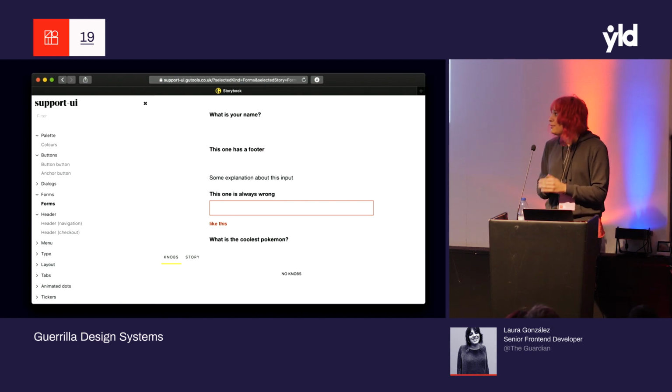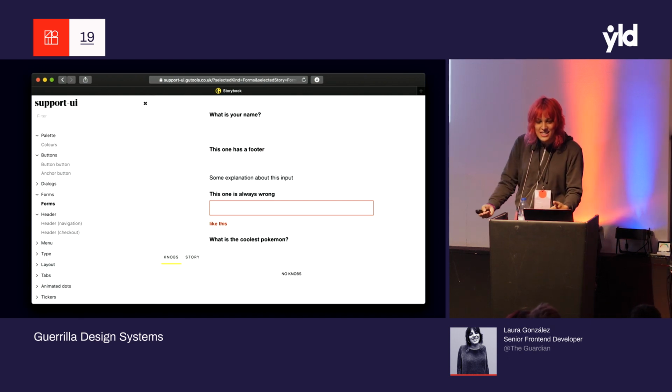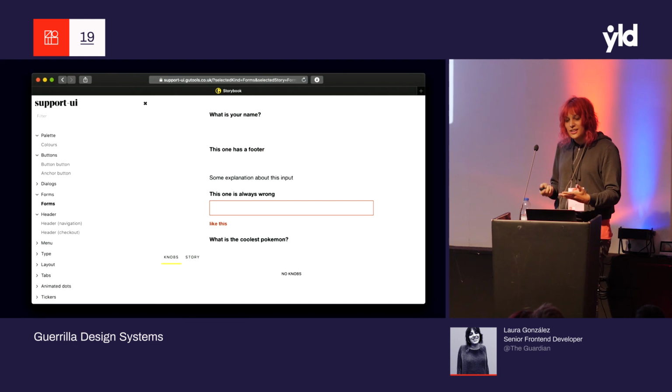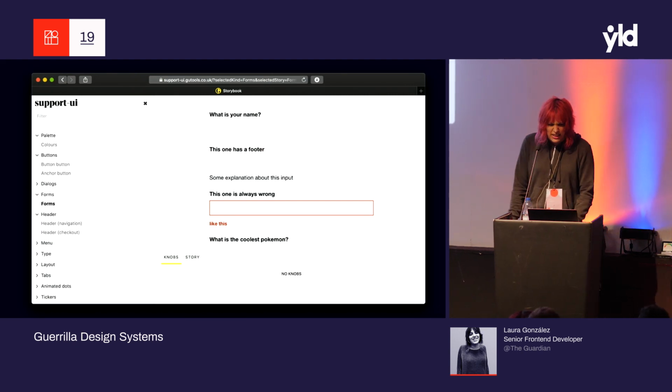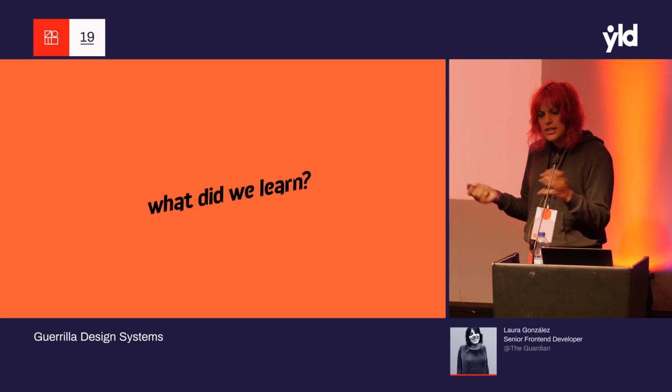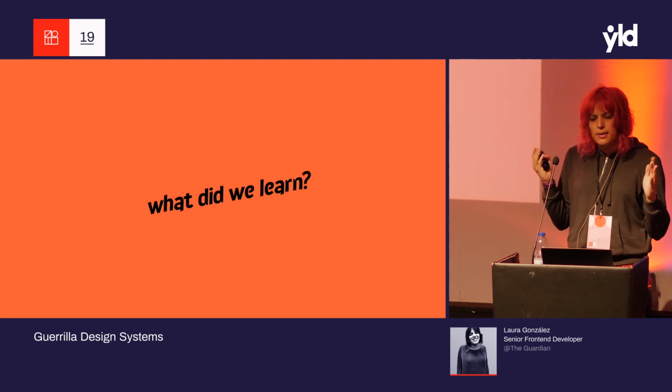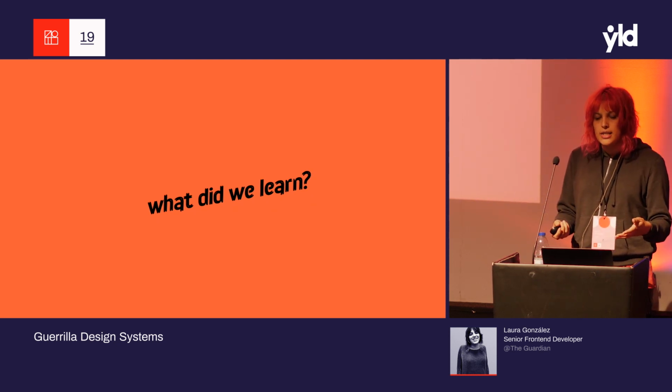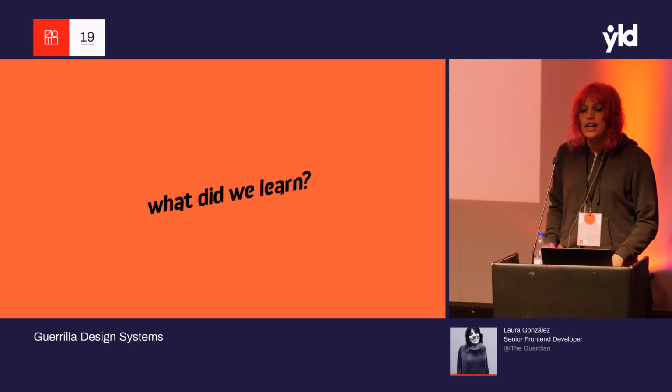It has been called by some Guardian staffers the anti-design system, but also it does solve the goals we set out to solve, which is pretty neat. Since this initiative took place, it's been about 6 months. We did reduce bundle sizes. We did get a more consistent design in the end.